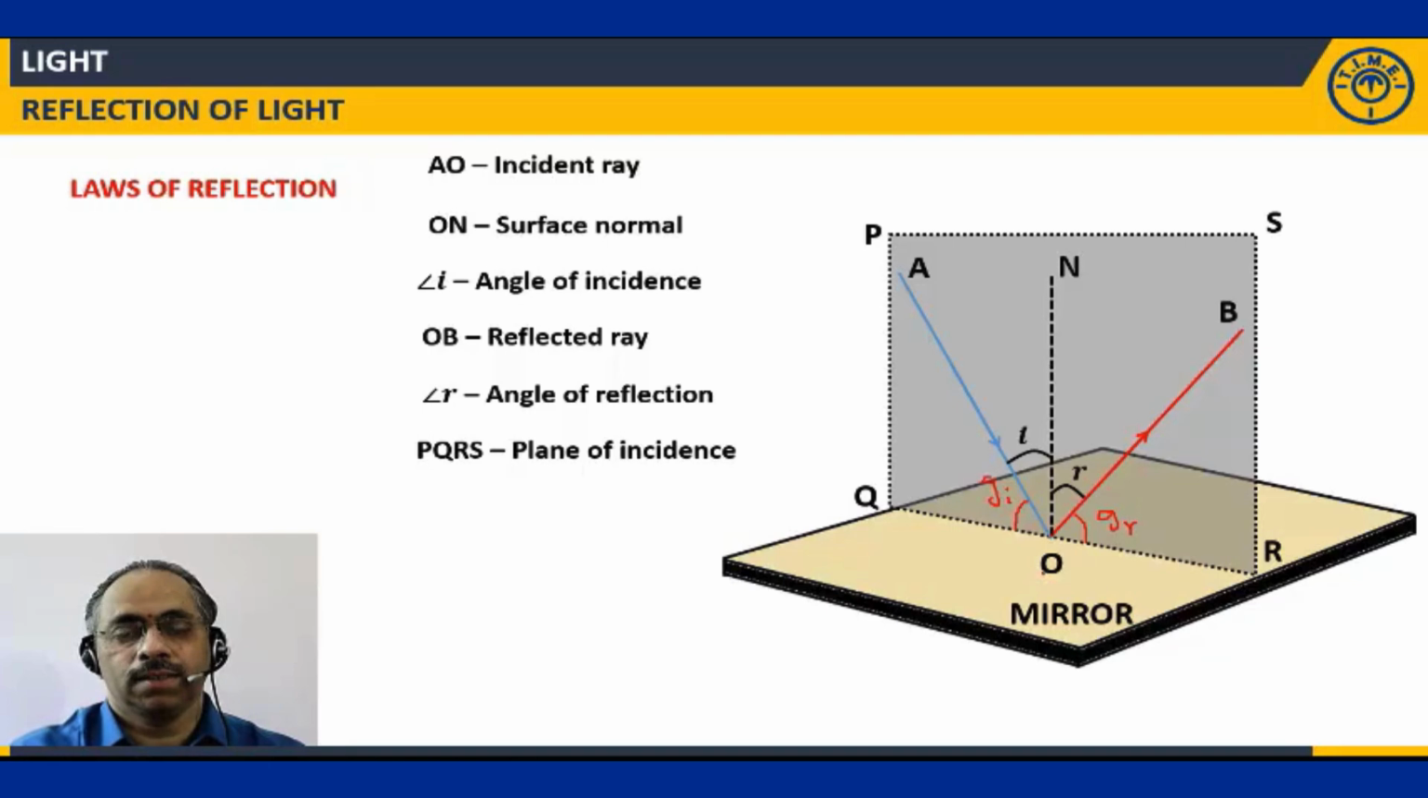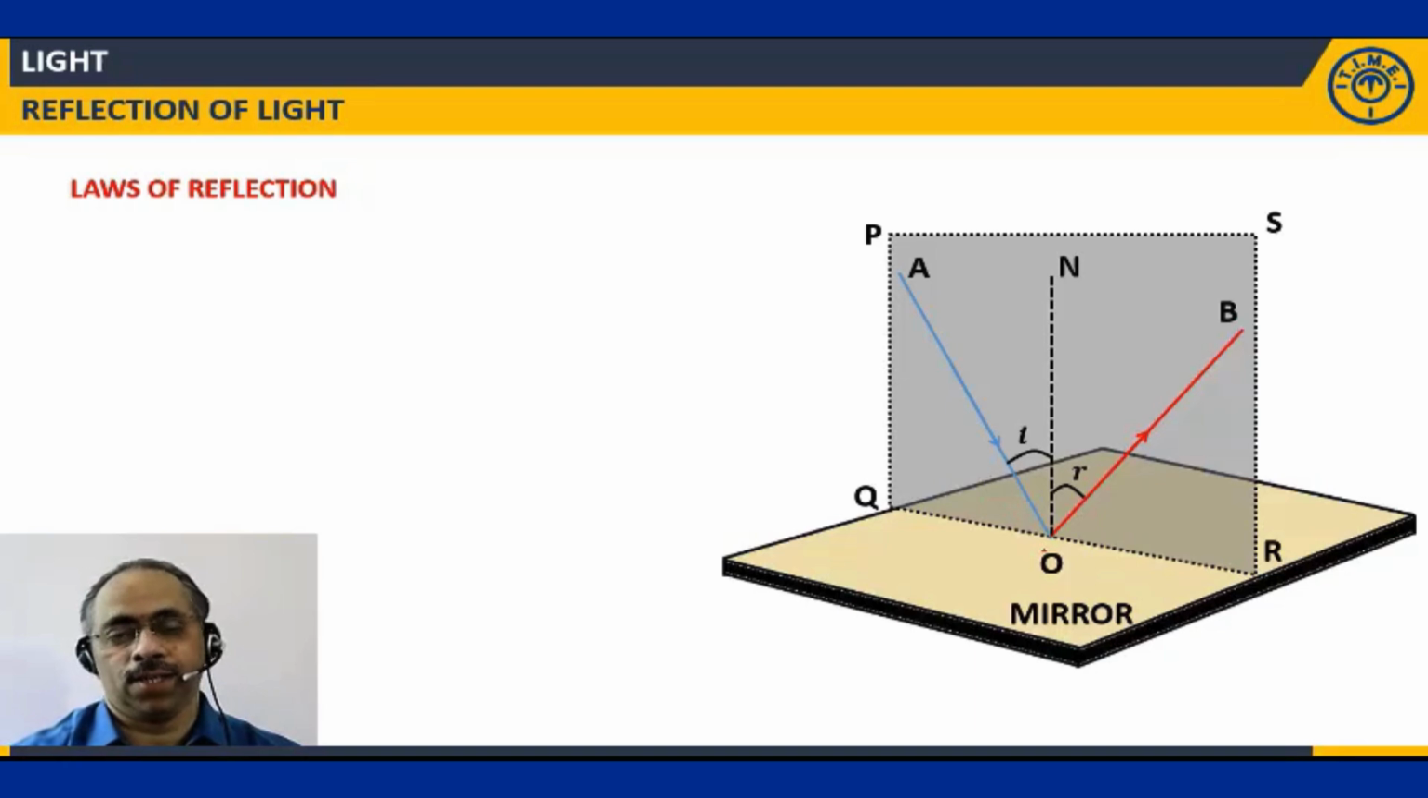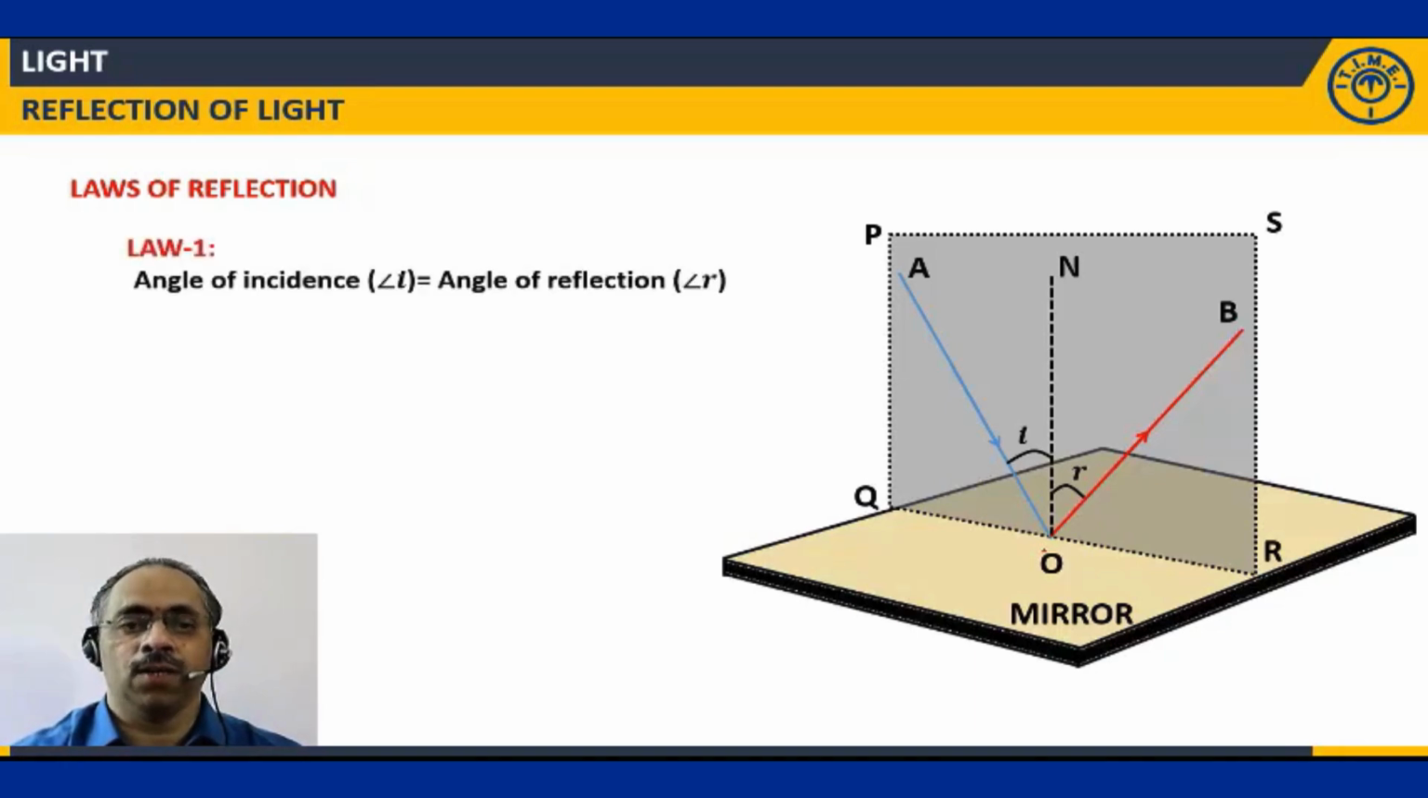Okay, clear? Now, with this information, we'll proceed to know what the laws of reflection are. The first one is that the angle of incidence is equal to the angle of reflection. Angle of incidence I is equal to angle of reflection R. That forms the first law of reflection.